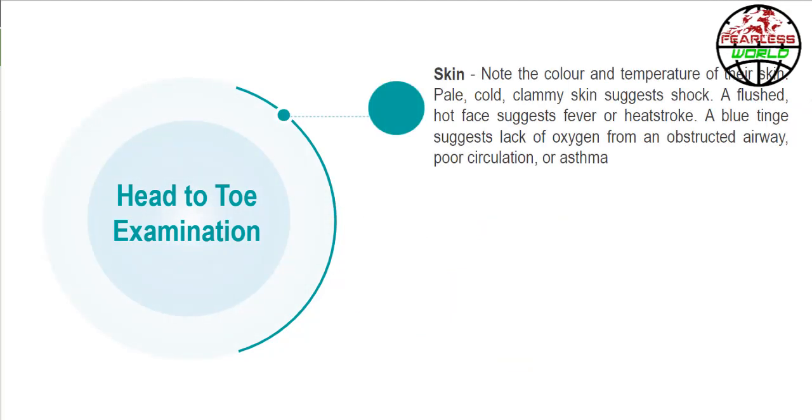Skin. Note the color and temperature of their skin. Pale, cold, clammy skin suggests shock. A flushed hot face suggests fever or heat stroke. A blue tinge suggests lack of oxygen from an obstructed airway, poor circulation, or asthma.